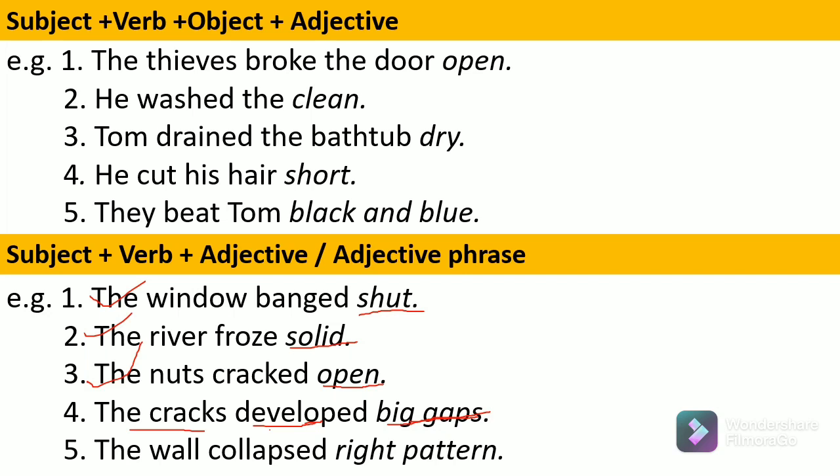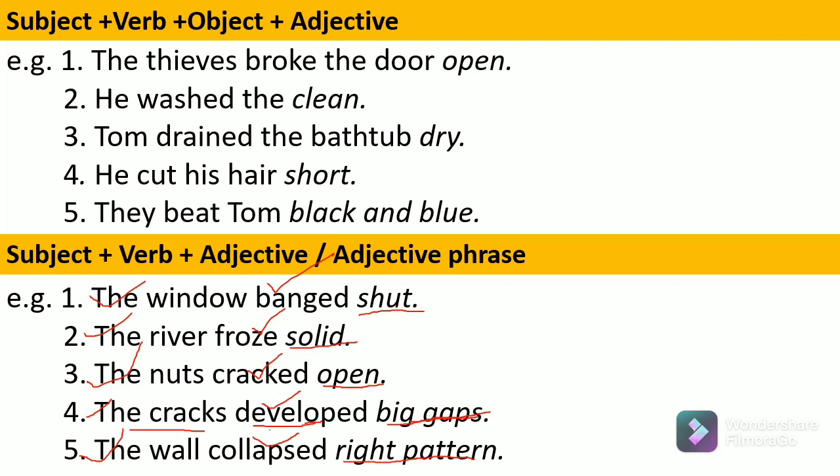Yes. Now the last example, the wall collapsed right pattern. The same thing happens here. The wall is the subject, collapsed is the main verb, and right pattern is an adjective, functioning as an adjective. All these underlined adjectives are the end result of the earlier action words, that is banged, froze, cracked, developed, or collapsed. These actions resulted in what?